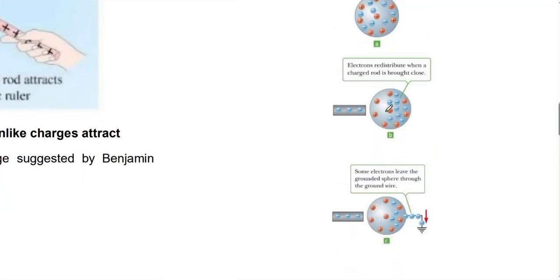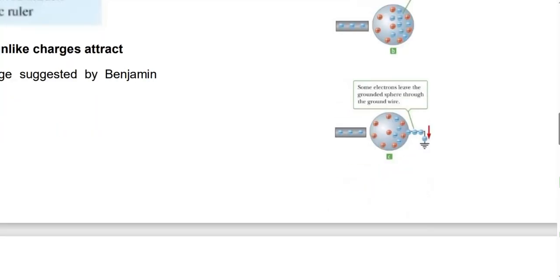And then, when the electrons redistribute, they repel. The electrons gather on the right side, because they repel from the negatively charged rod. After that, the sphere is grounded. So some electrons will leave the grounded sphere through the ground wire. Others call this earth. So the electrons, because they repel, will leave through the ground wire. So what happens after that?